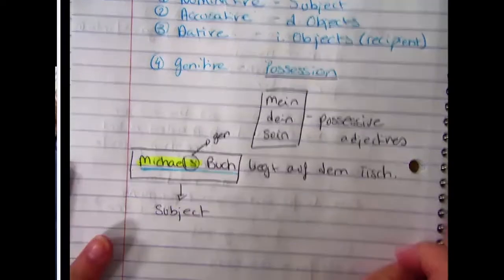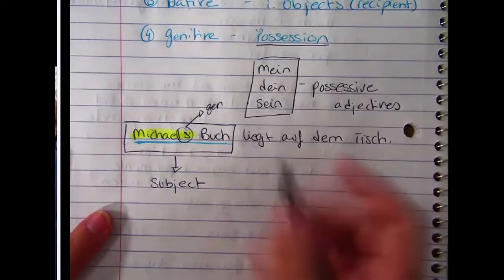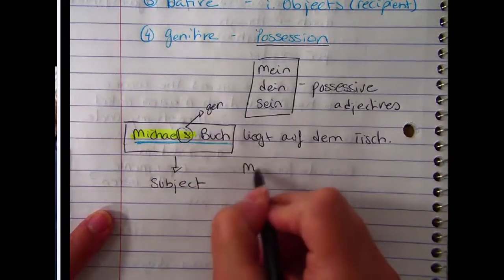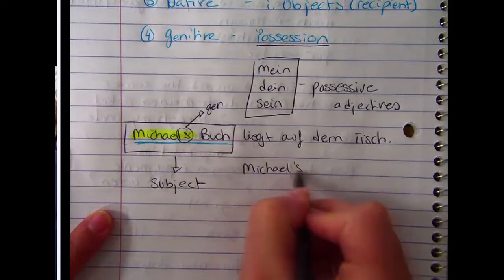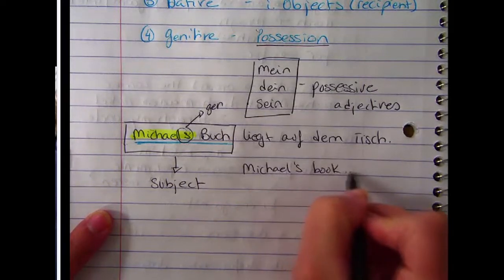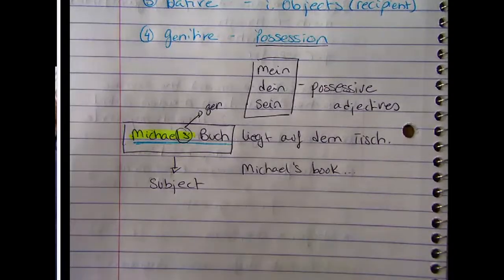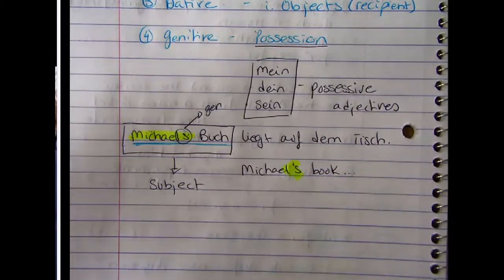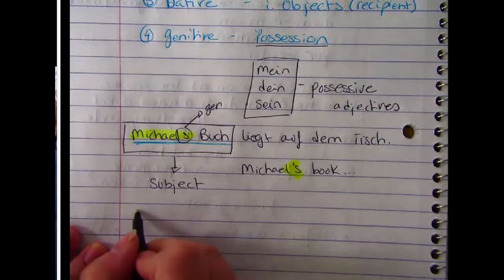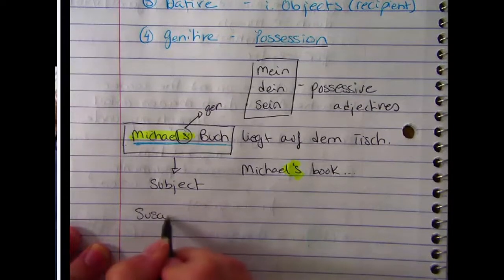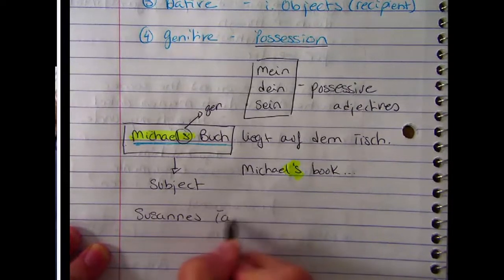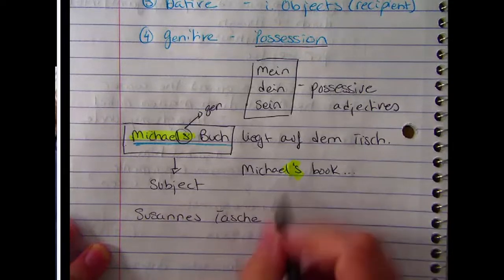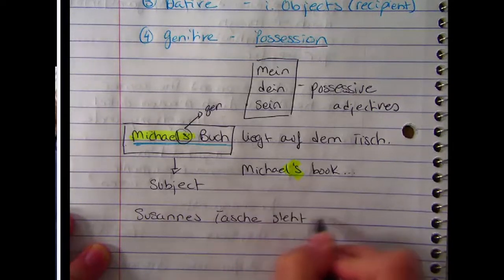So it's super easy whenever you're using it with names. It's very much like in English. So Michael's book. And I'm just going to put dot, dot, dot. So in English, we have this little apostrophe S. In German, we don't put that. We just add the S to the very end of that word or name, Michael's book. Or I could say something like Susannes Tasche steht auf dem Tisch.